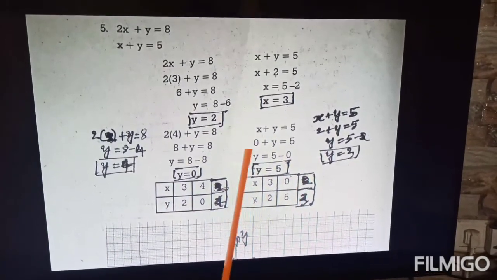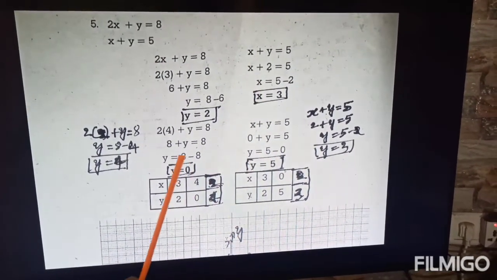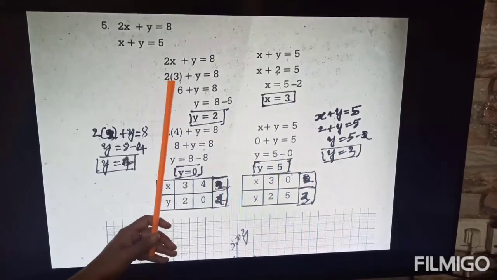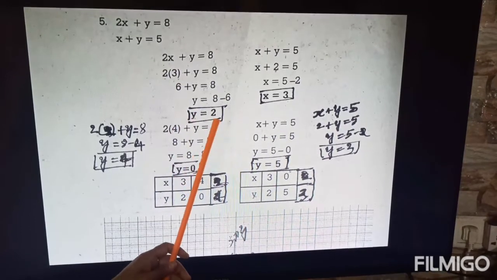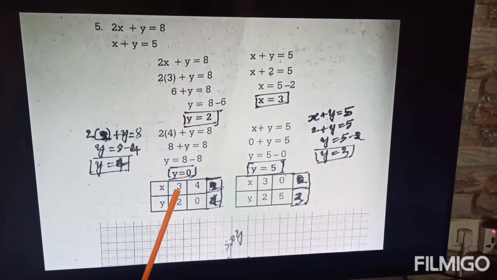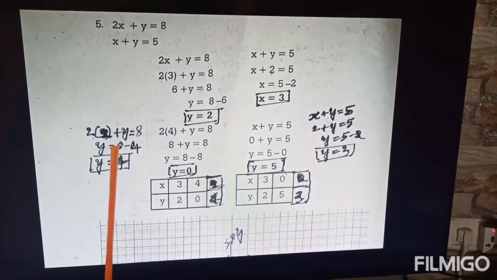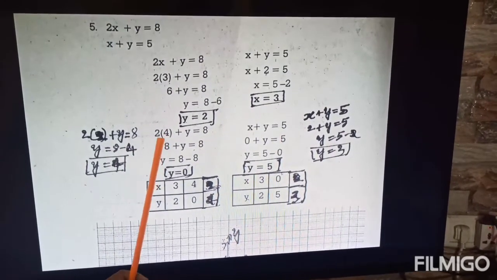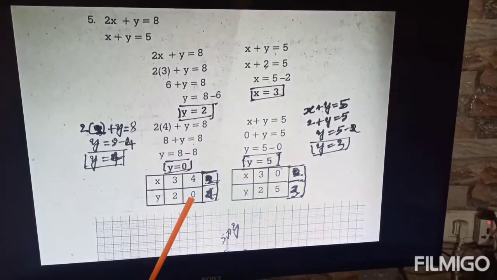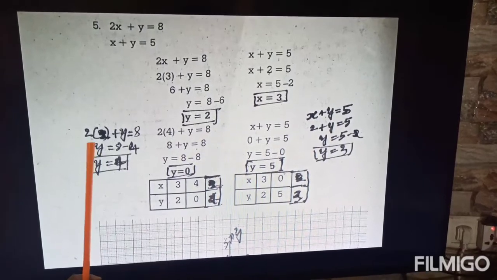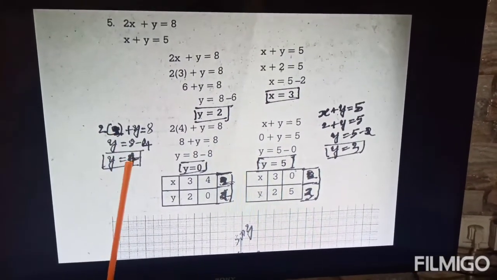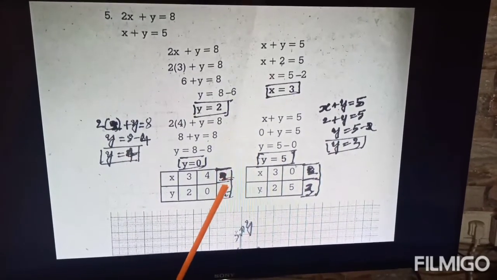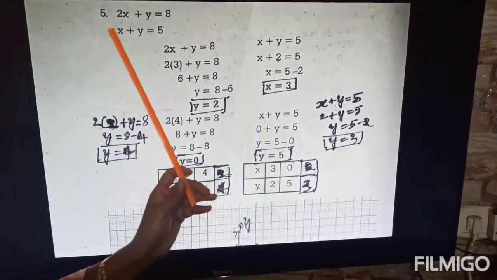We got 3 points for the first equation. X is equal to 3, we get 2 for y: 3 and 2. If we replace 4 for x, we get 0 for y: 4 and 0. And if we replace 2 for x, we get 4 for y: 2 comma 4.